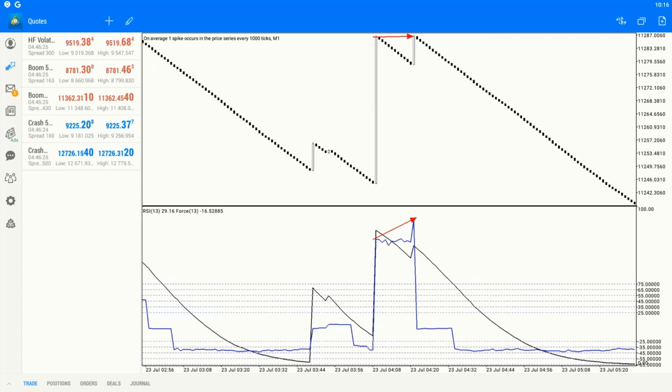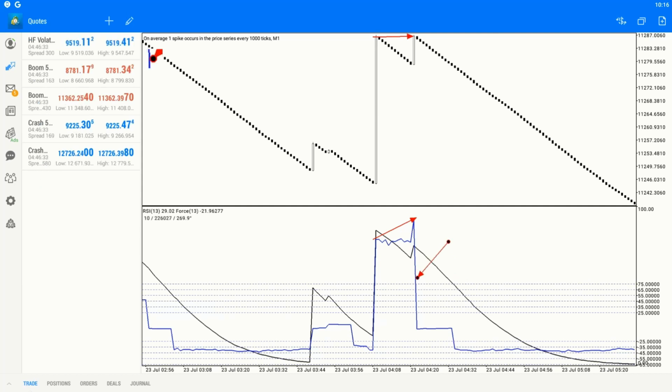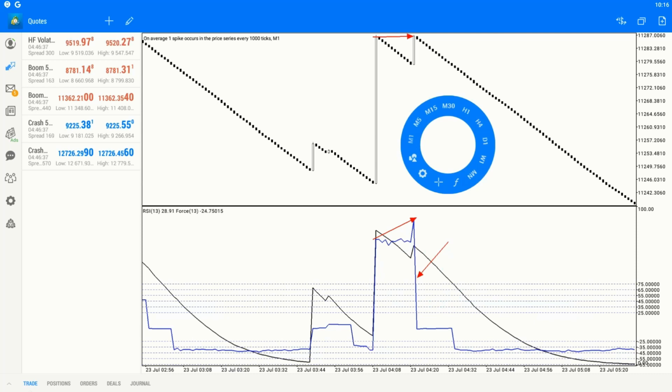That means when the force comes back, around here, we can enter our trade. Yeah, almost behind the spike, we can enter the trade.